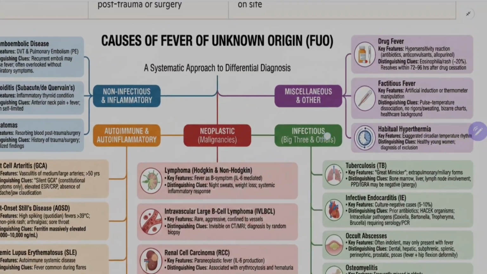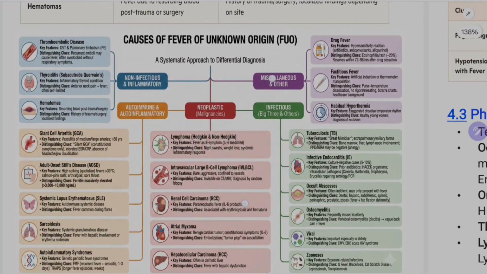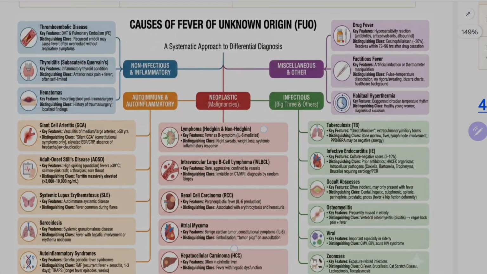So this is the summary chart, causes of fever of unknown origin, an infographic. Okay, one chart, see here. In the big three you have infectious, neoplastic and NIIDs. In the little three you will have drug fever, factitious fever, habitual hypothermia, and other three you will have thromboembolic disease, thyroiditis and hematomas.